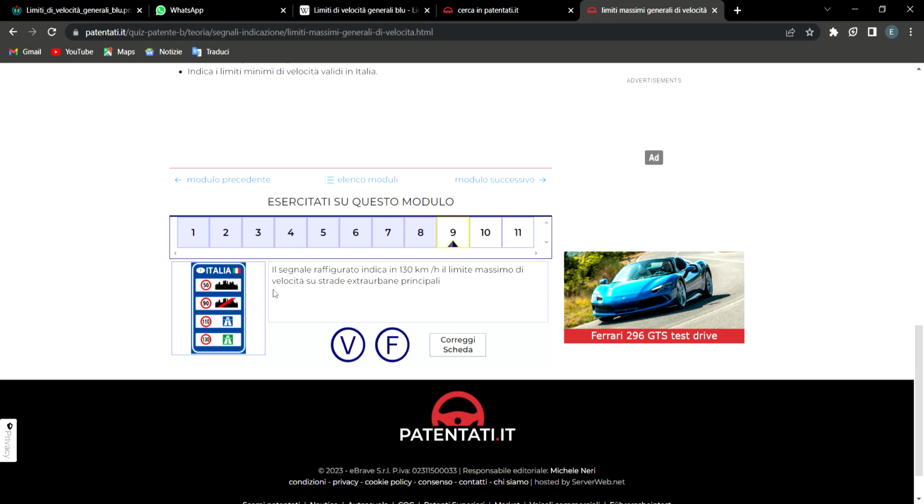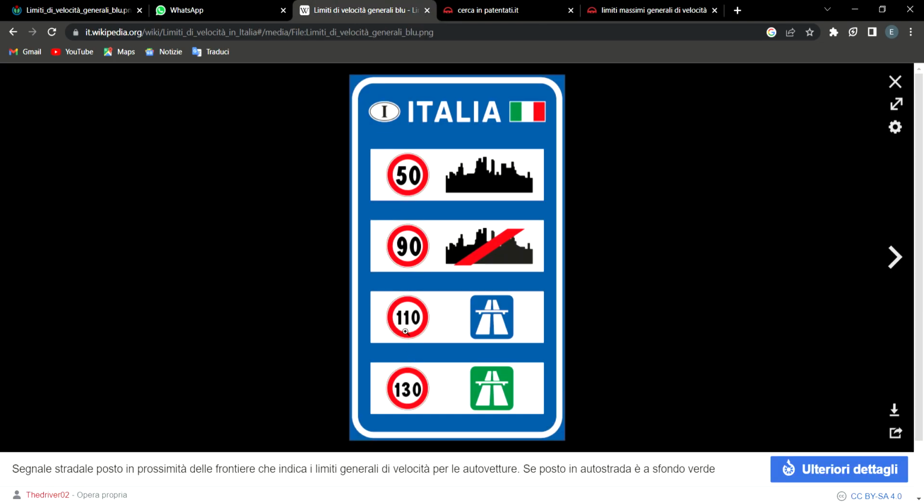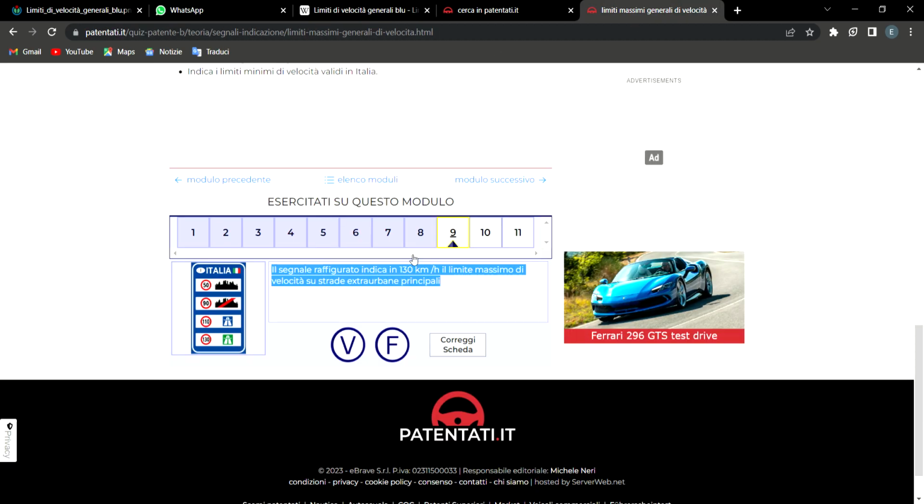So number 9, he says il segnale raffigurato indica 130 km il limite massimo di velocità su strada extraurbana principale. So in extraurbana principale, the maximum speed you are permitted to drive on this kind of road is 110. You can see it here. This is extraurbana principale, so the maximum speed is 110. And the question says that in extraurbana principale, you can drive 130. So it's falso, you can't.